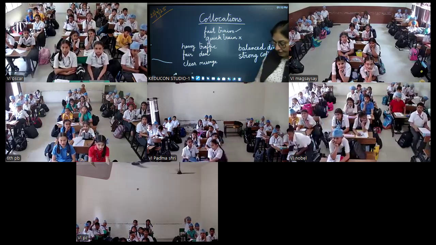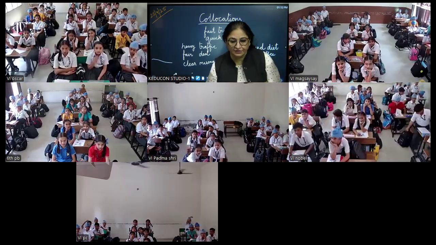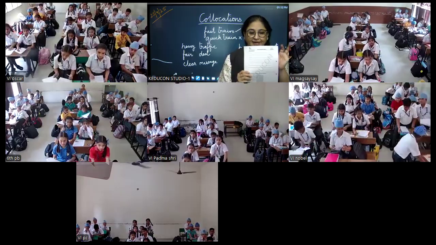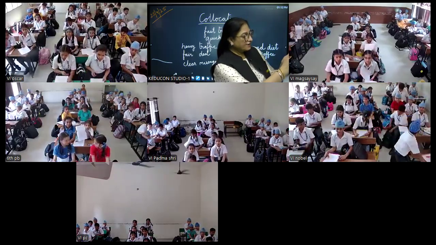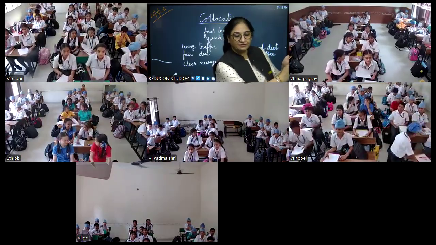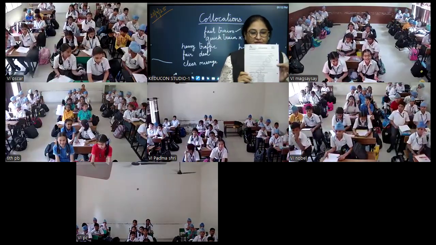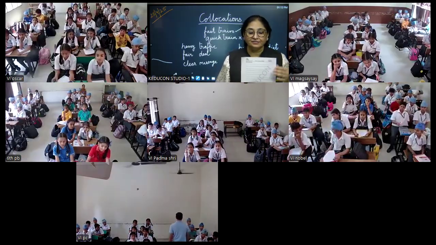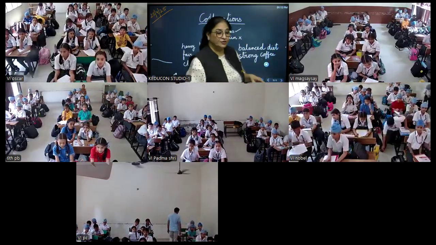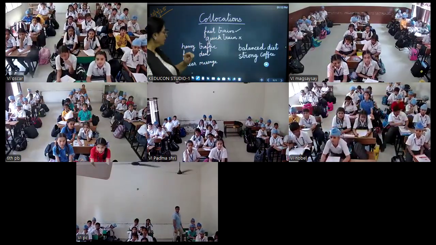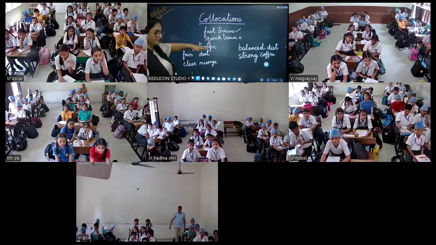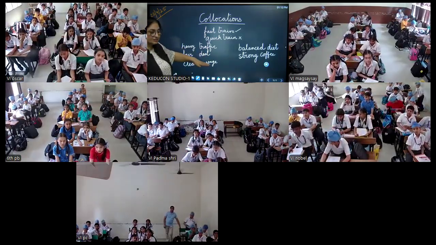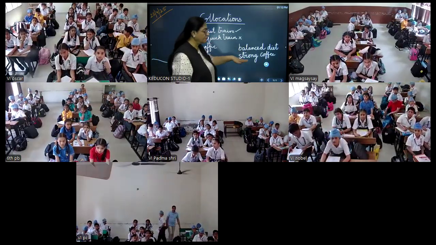Okay. Now what we are going to do: if you turn the sheet to the back side, there are 1, 2, 3, 4, 5 spaces left for 5 sentences you will make with these words. You will make one for each. You will make one sentence with heavy traffic, one with clear message, one with balanced diet.